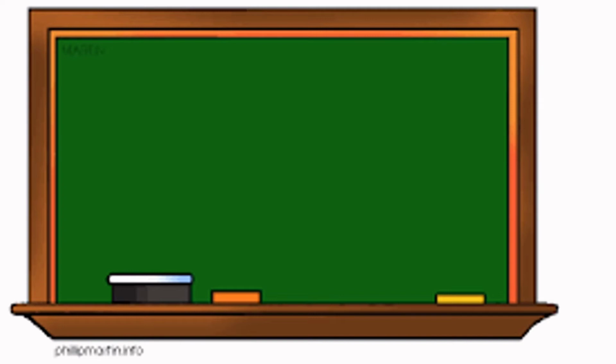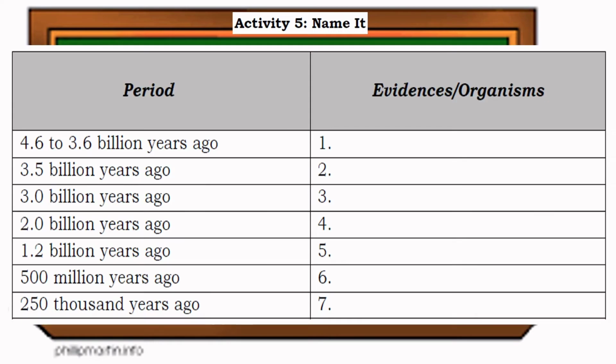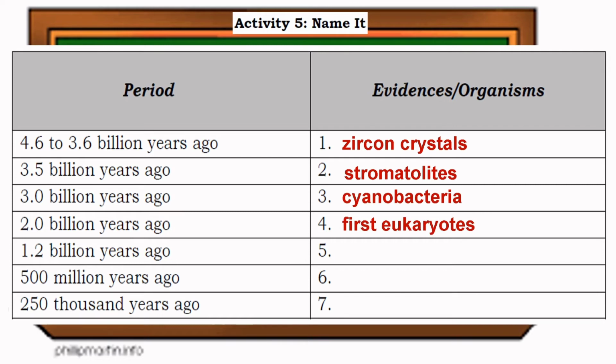Now we're back. Let us check all of your answers for activity 5, name it. For the period 4.6 to 3.6 billion years ago, the evidence or organisms are zircon crystals. 3.5 billion years ago, stromatolites. 3 billion years ago, cyanobacteria. 2 billion years ago, first eukaryotes.